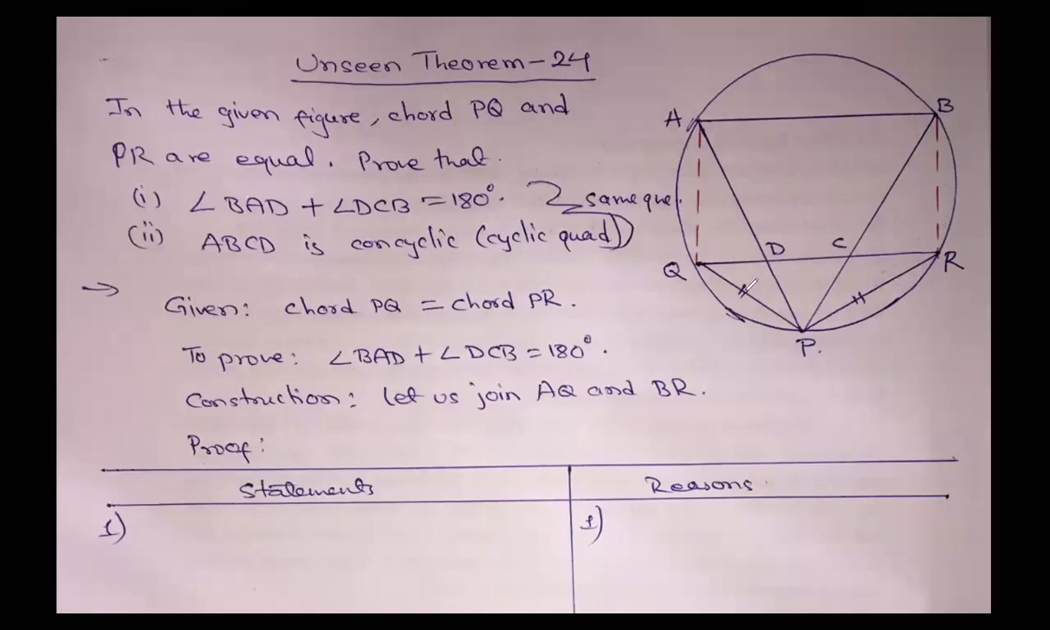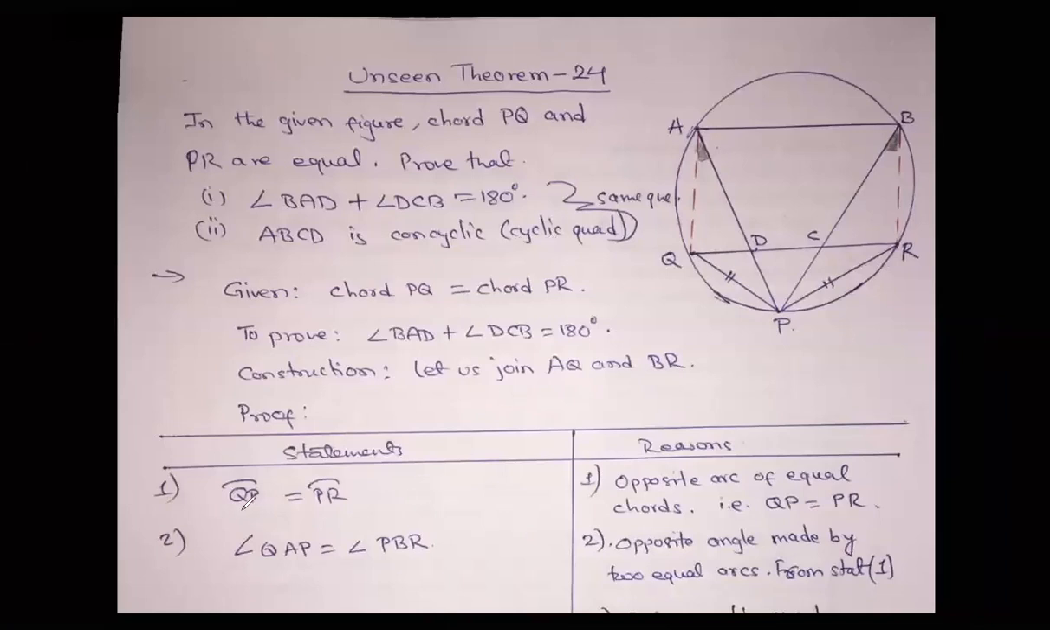Now, if these two chords are equal, then their opposite angles are equal. If these two chords PQ and PR are equal, then this opposite angle and this opposite angle are equal to each other. Why are this arc and this arc equal? Because chords and their opposite angles are always equal. Under chord PQ the opposite arc and under chord PR the opposite arc are equal to each other, because opposite arcs of equal chords are equal. The angles on the arcs opposite are equal to each other.